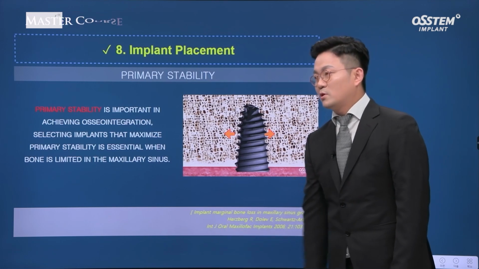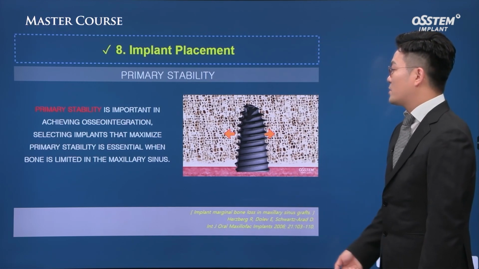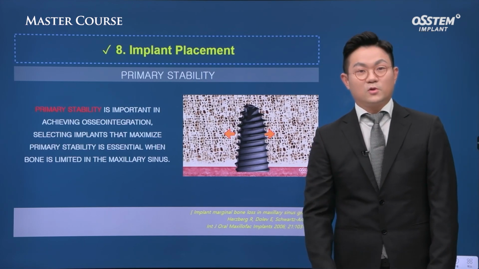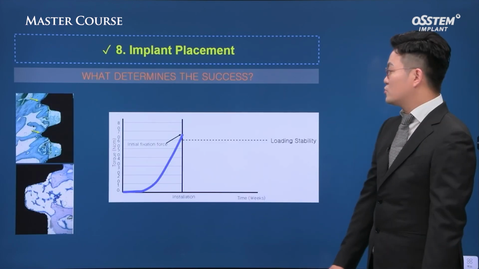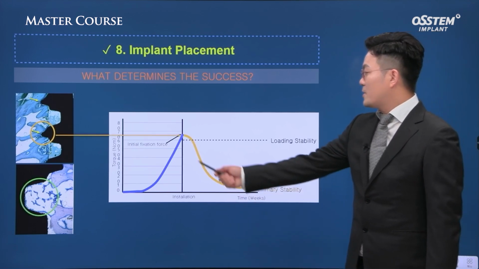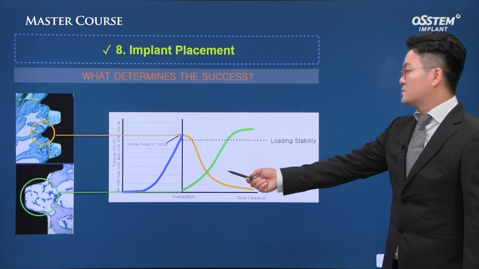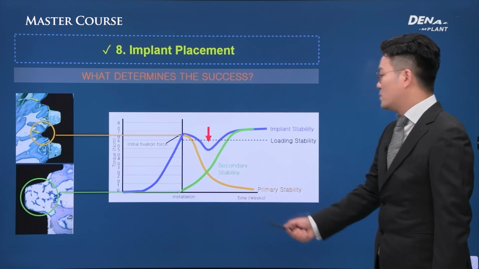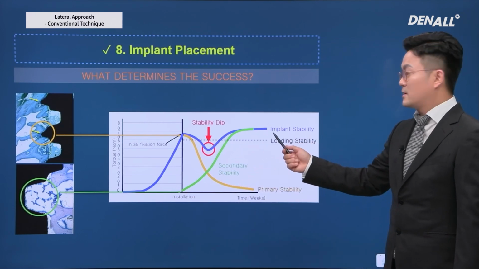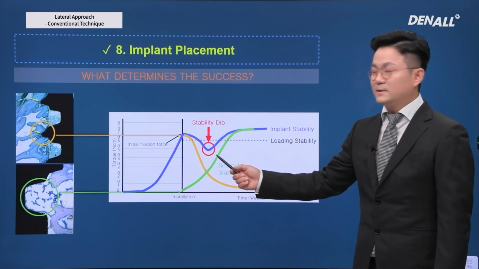So I think primary stability is the key. Without primary stability, there could be problems. Using good instruments, you can avoid issues and gain primary stability. And if bone is formed, then stability goes up.